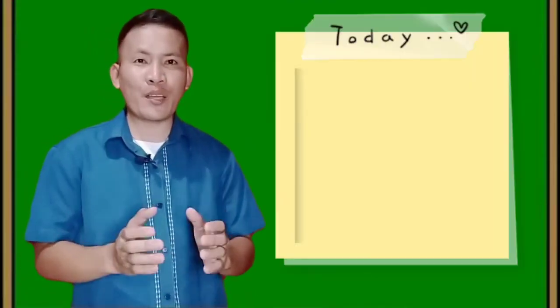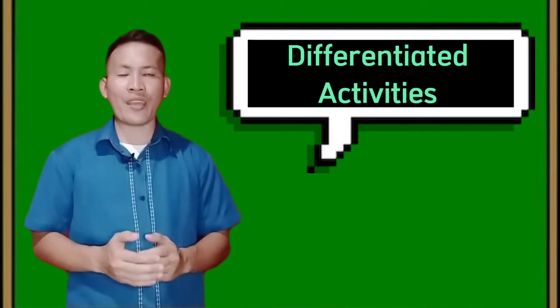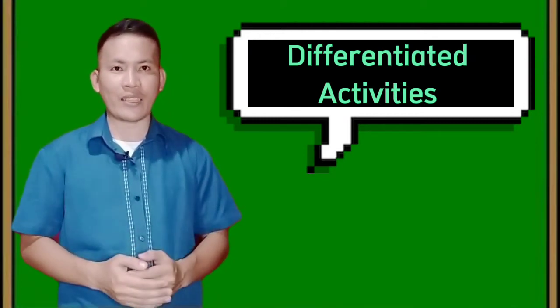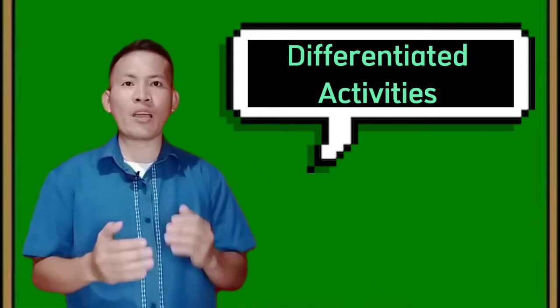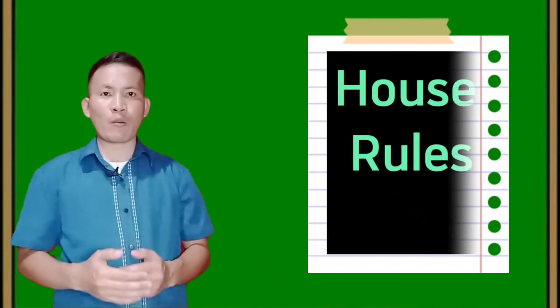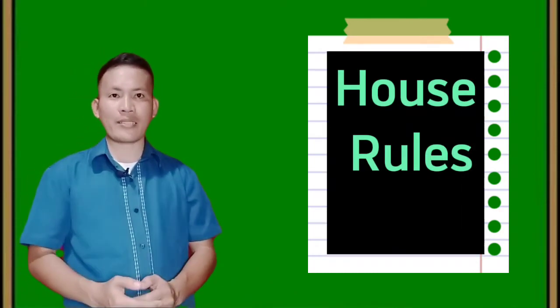Kids, did you understand what is declarative and interrogative sentence? Very good. At this time, we will be having our differentiated activities. You will be grouped into 2 groups, and you have a task to perform. Before we will proceed to our activity, I want you to remember our house rules.